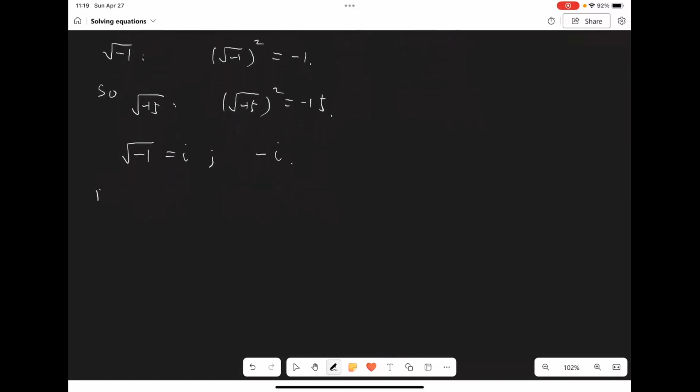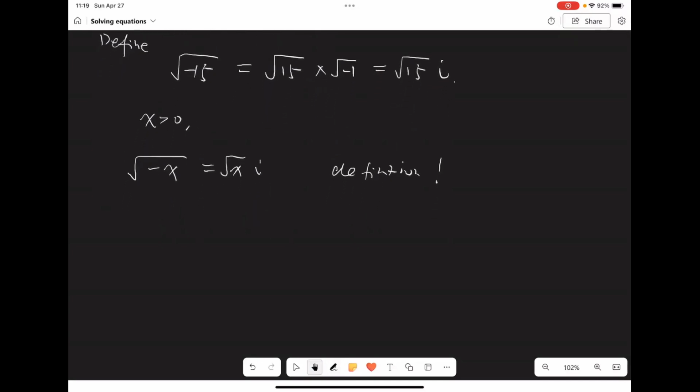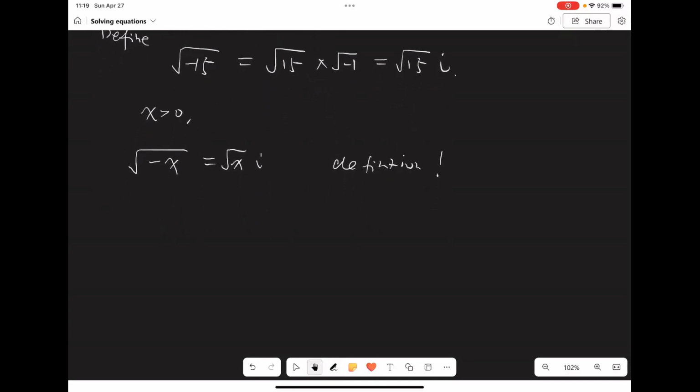With this in mind, we define the square root of minus 15 equals the square root of 15 times the square root of minus 1. This is the same as the square root of 15 times i. It is important to emphasize, for any positive number x, the identity square root of minus x equals square root of x times i is a definition rather than a direct consequence of exponent rules. In fact, certain exponent rules do not extend to negative numbers with fractional exponents.